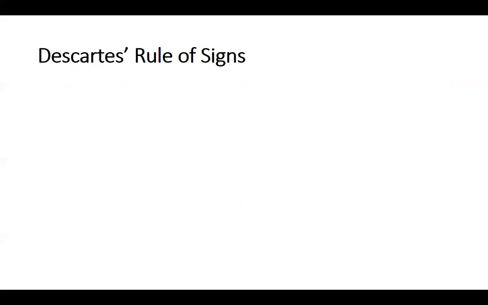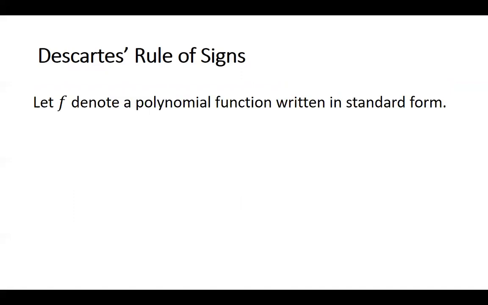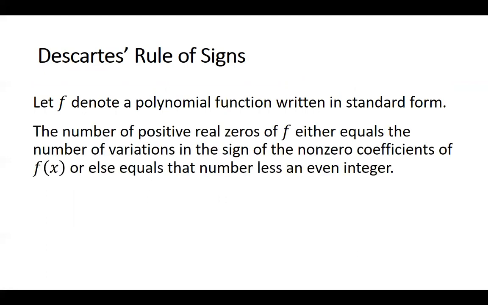Descartes' rule of signs. Let f denote a polynomial function written in standard form, meaning descending order. The number of positive real zeros of f either equals the number of variations in the sign of the non-zero coefficients of f of x, or else equals that number less an even integer.